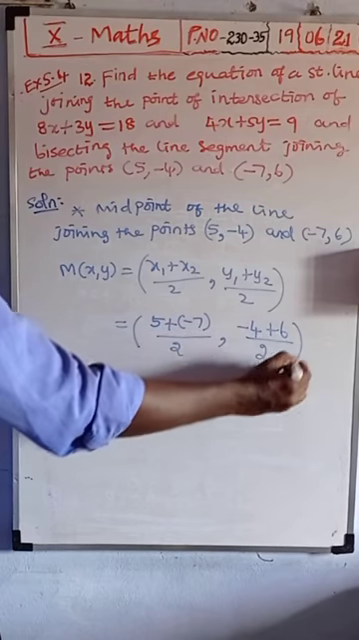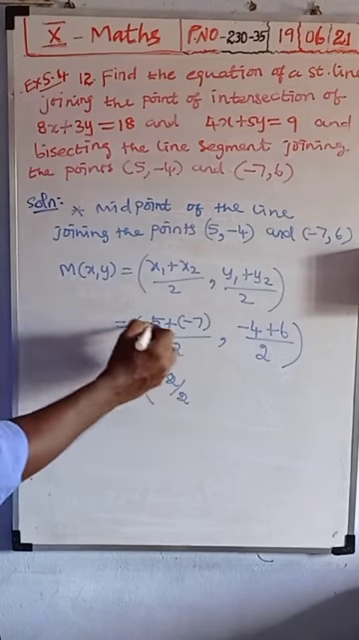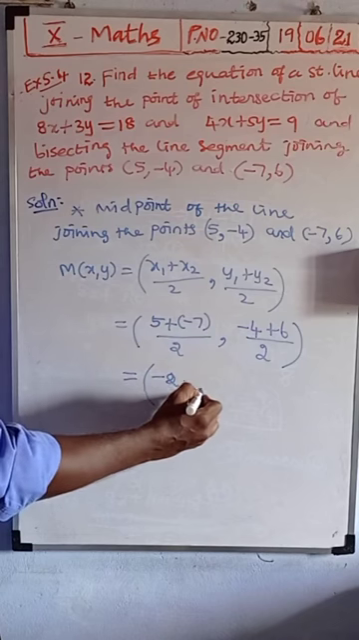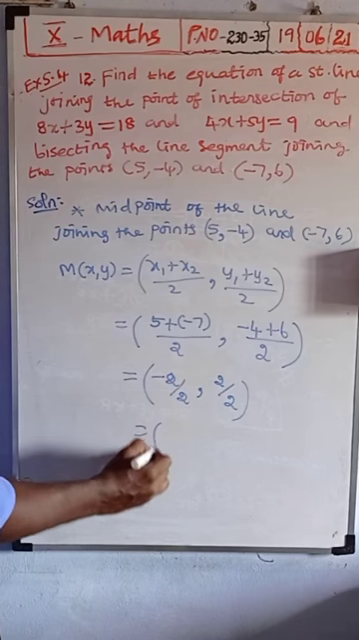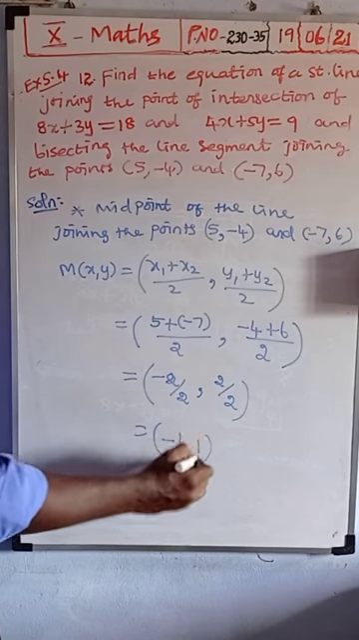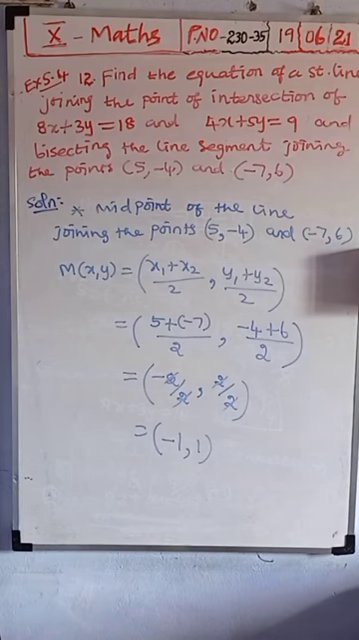So substitute. Now this is minus 2 by 2, since 5 minus 7 goes minus 2, divided by 2. Here 2 by 2 should cancel, we will get minus 1 comma 1. So here we received one more point. Yes. So using these 2 points, we want to get the equation of the straight line.